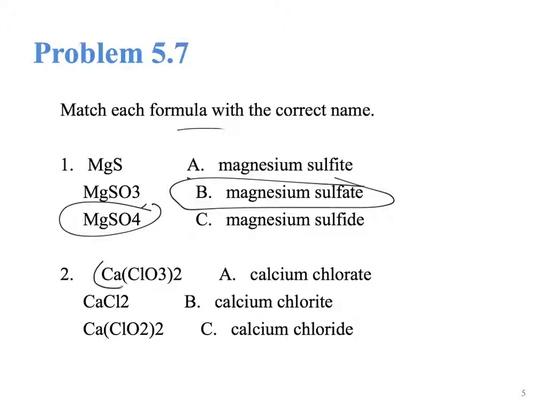Here we have calcium, and the name of this polyatomic anion is chlorate. So this one is calcium chlorate. The next one, this is not a polyatomic anion, so this is calcium chloride. And the last one will be calcium chlorite.